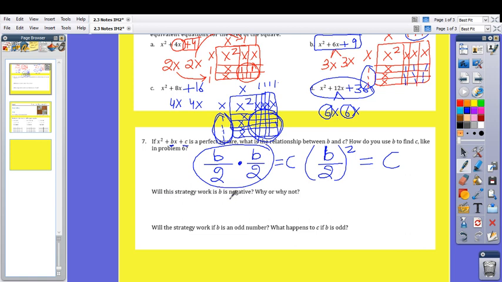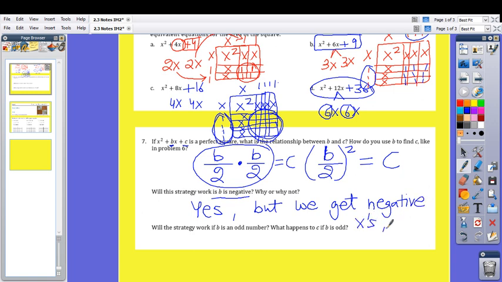Okay. Now, will it work for the negative? Yes, it will. It's just that the x's will be negative, and the c will always be positive. Okay. So we will get negative x's, but c is always positive.